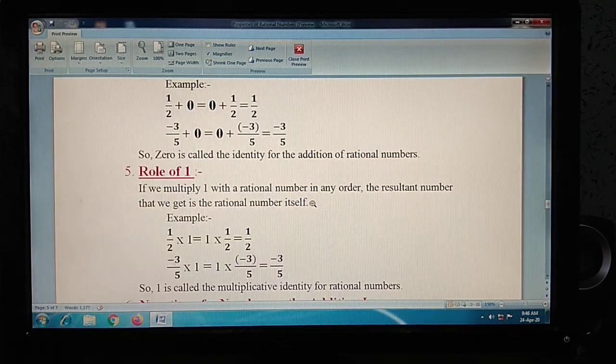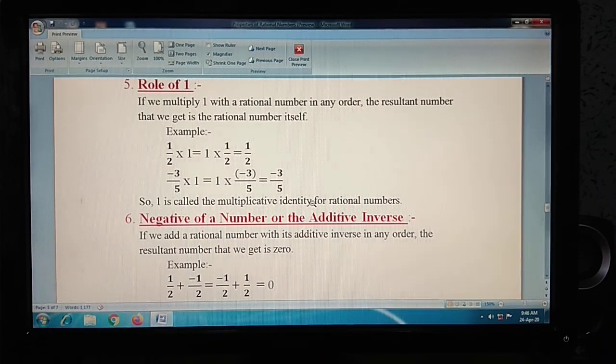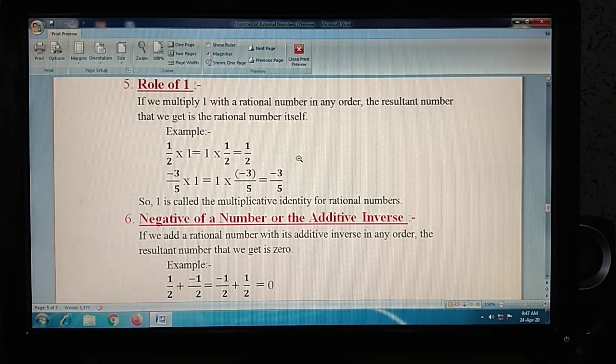Now moving on, the role of 1. If we multiply 1 with a rational number, obviously the resultant number will be the same number. This is very clear to you all. Same example I have taken, just multiplied in any order, either in this order or in this order, the answer will be the same as it is. So 1 is called the multiplicative identity for rational numbers.